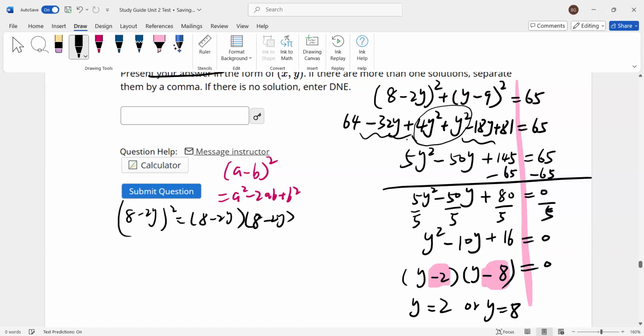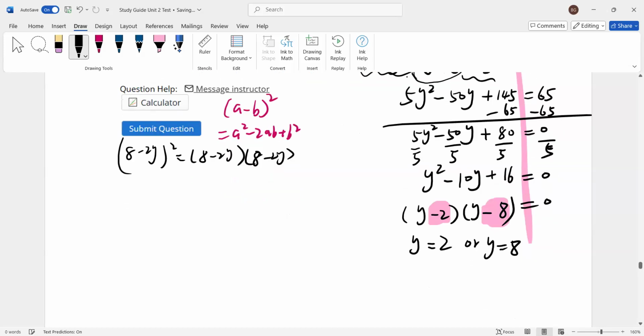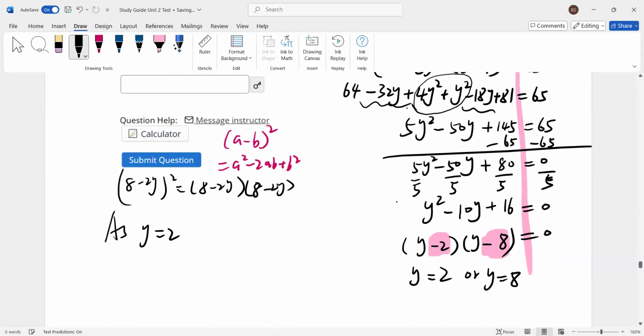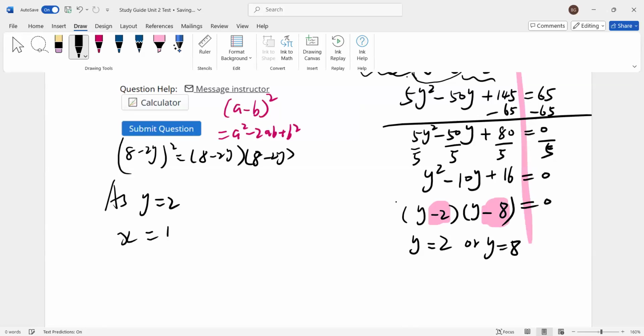Not done yet. Our solution is supposed to be pairs. Okay, so as y equals 2, x equals 17 minus 2y. How do we know that? Look at this equation 3. We got equation 3 from equation 2. So x equals 17 minus twice of 2, which is 17 minus 4, that is 13. So one solution: 13, 2.